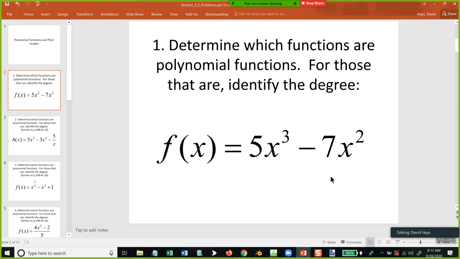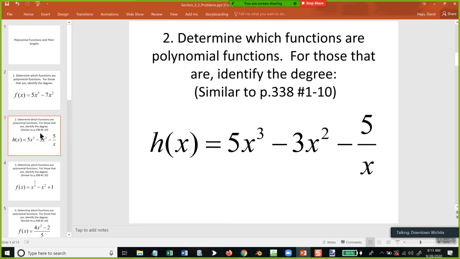When I look at this one, I'm going to use my informal rules for it. There are no variables in the denominator, no negative powers, no fractional powers. This would be a polynomial. And the degree is the largest power of x, which would be 3. So the answer there is yes, and then 3. Now this one, I notice that it has a variable in the denominator. You can't have that. So the answer is no, it's not a polynomial function. If it's not a polynomial function, it doesn't have a degree.